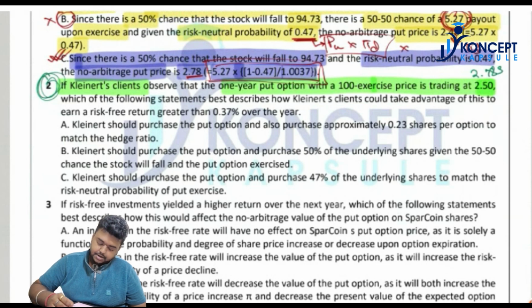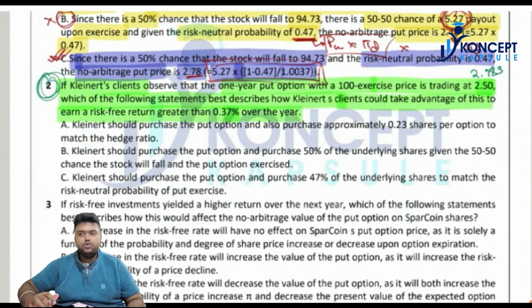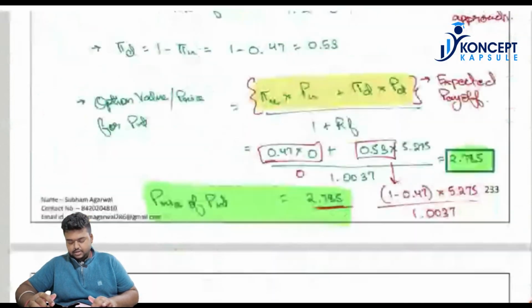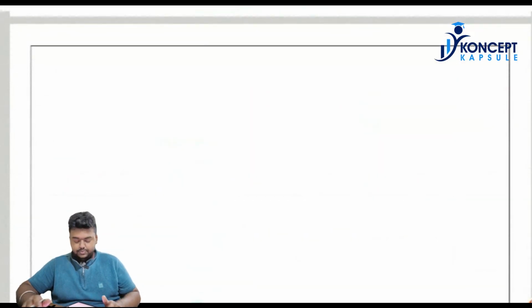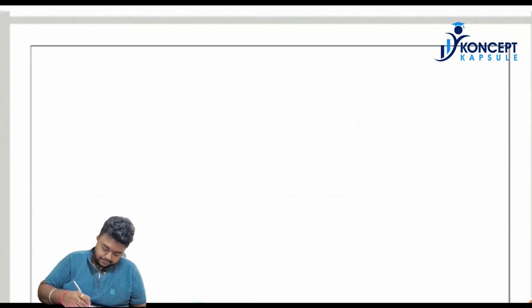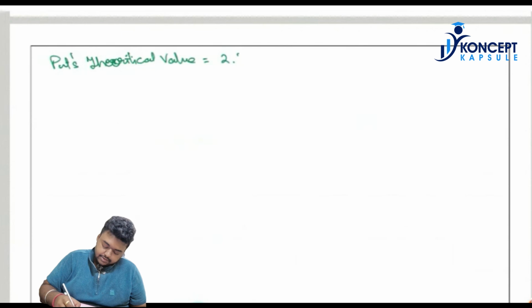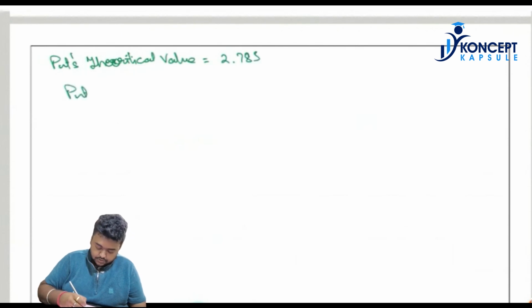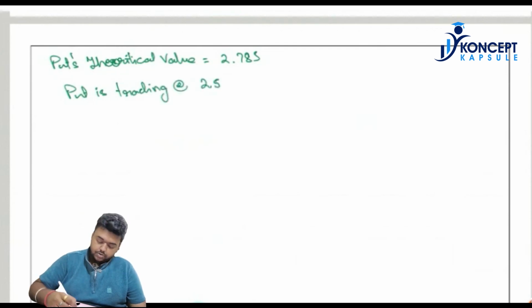Which of the following statement best describes how client should take advantage of this to earn risk-free return greater than 0.37 over the year? Okay, what is the question trying to communicate to us? The question is saying that the put's theoretical value is 2.785 and the put is trading at 2.5.